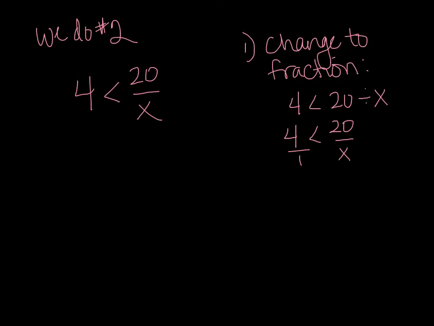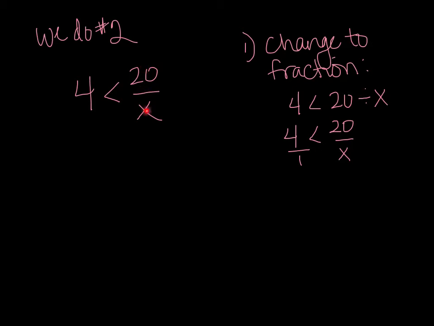All right, let's do we do number 2. This is 4 is less than 20 divided by x. So we're changing everything to a fraction. We would write it 4 over 1, that changes that to a fraction, is less than 20 divided by x, which was how that was set up in the first place. But sometimes it might be written like that, and you just rewrite it like that, 20 divided by x.